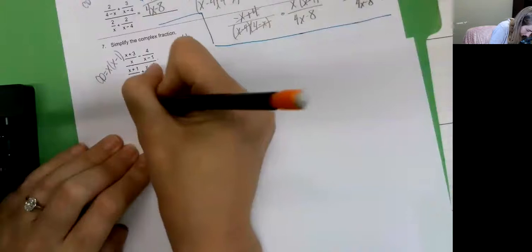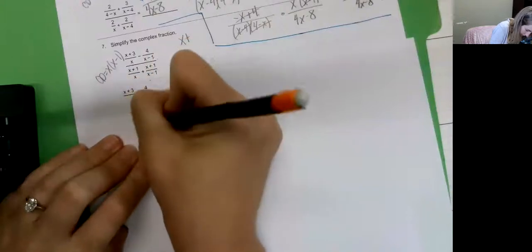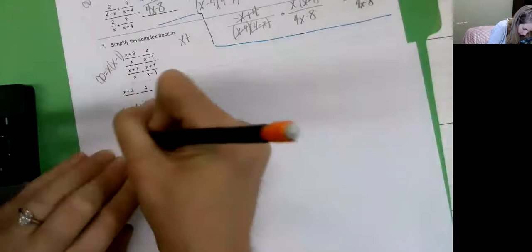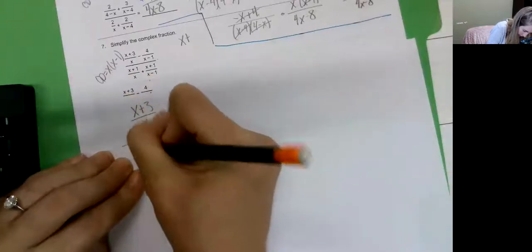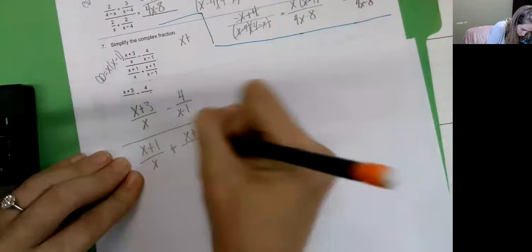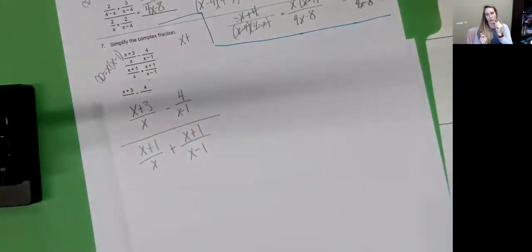All right, so starting with number 7, and I'm going to grab a blank piece of paper to write this on now, because I know it's going to take up a lot of room. So we have (x plus 3 divided by x subtract 4 over x subtract 1) all over (x plus 1 over x subtract 1). So first we got to do our common denominator, multiply it out, and then compare.